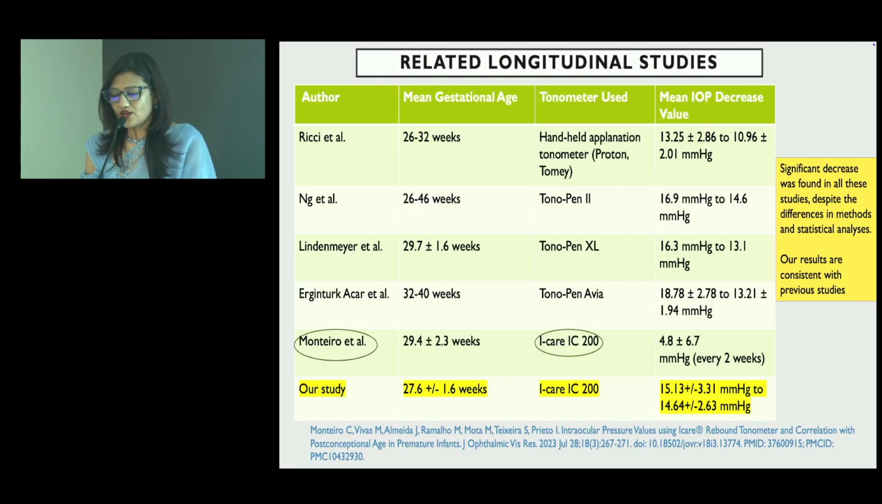These are the related longitudinal studies that I have looked into, but most of them used a different instrument. The instrument used by the Monteiro et al. study is what we have also used, but that was a Caucasian population, and this is in our Indian population. But in all the studies, we can see that there is a declining trend, especially in the lower gestational age and lower birth weight babies.